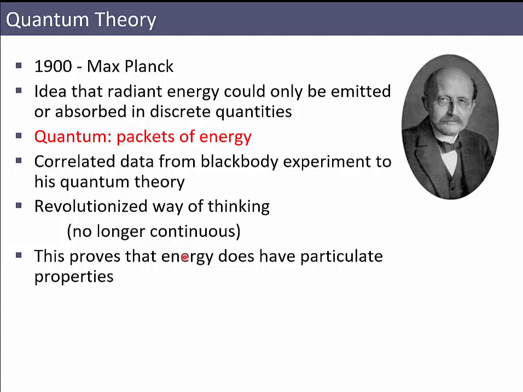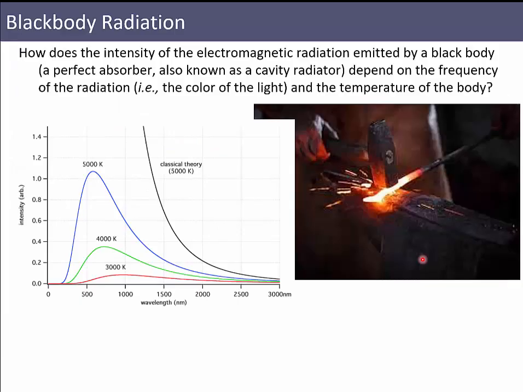Discrete means that it goes up in chunks of energy. And this proves that energy does have particulate properties. This is one of the steps that helped prove that light is acting like a particle, because it's acting in discrete chunks. And really what he was doing was helping to address what's called the ultraviolet crisis.